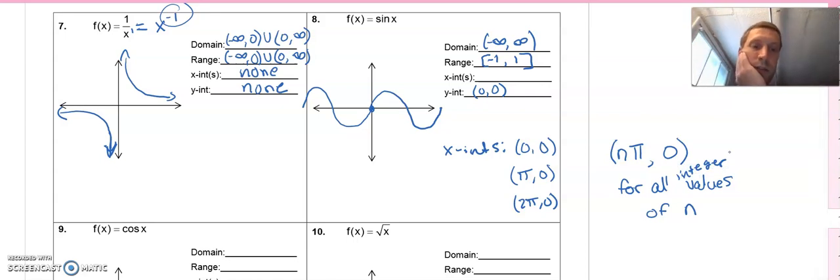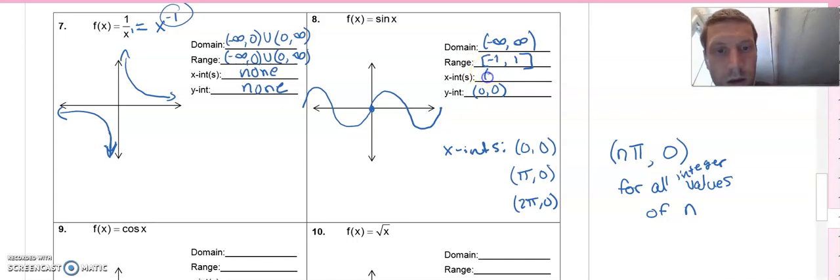So that means n could be 1, that's pi 0. N could be 2, that's 2 pi 0. If n is 15, it's 15 pi 0, right? So that kind of covers all of them. So what I would write is, what did I do there? I would say n pi comma 0, and we would assume that n can be any integer value.